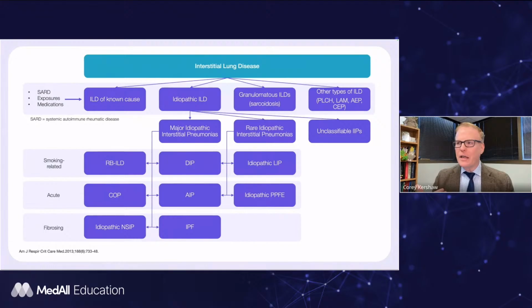I think a very simple way to think about this is that you have ILDs of known cause and ILDs of unknown cause, or idiopathic interstitial lung disease. There are some rare lung diseases you can see there on the right, granulomatous ILDs, and then this other category that includes some rare lung diseases that I won't talk about today. But if you look down the pathway of idiopathic interstitial lung diseases, you'll see there's really 6 major phenotypes there. There's smoking-related ILD, there's acute ILD, and then there are the fibrosing ILDs, which include IPF.